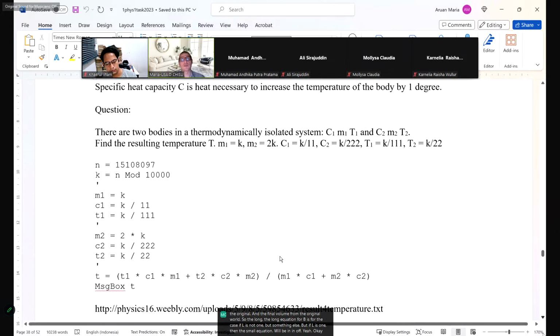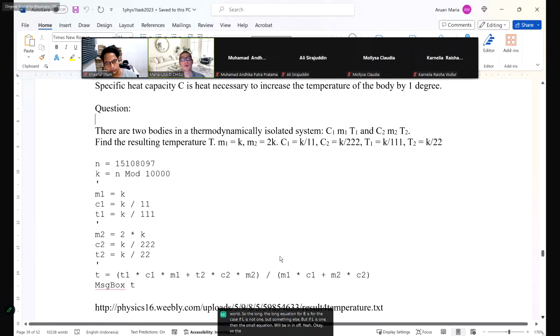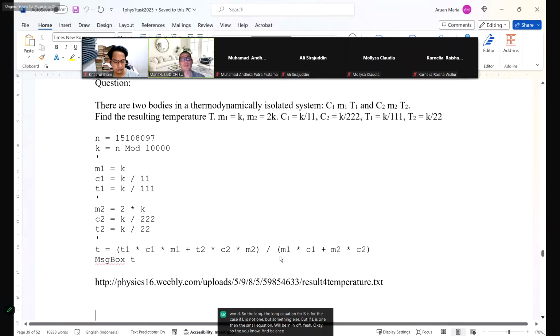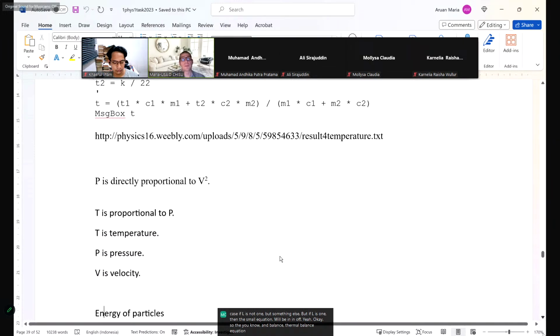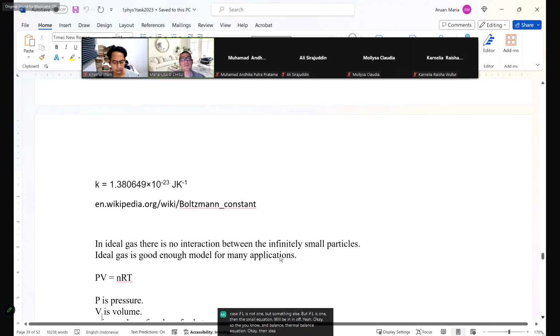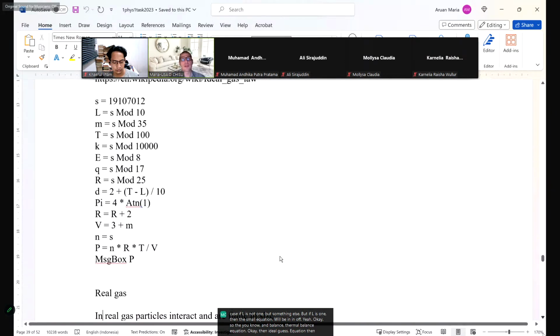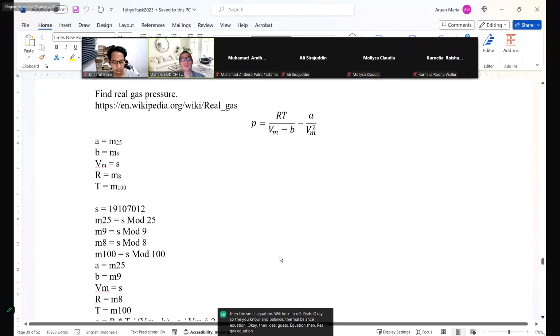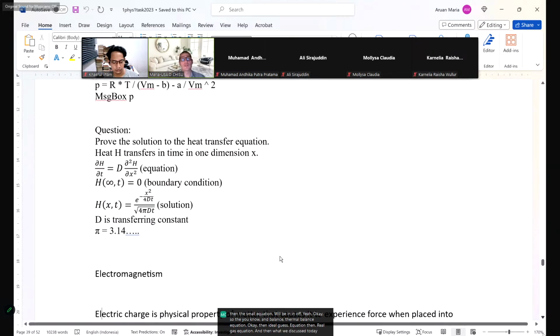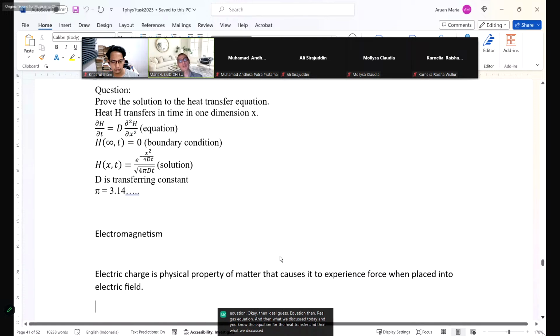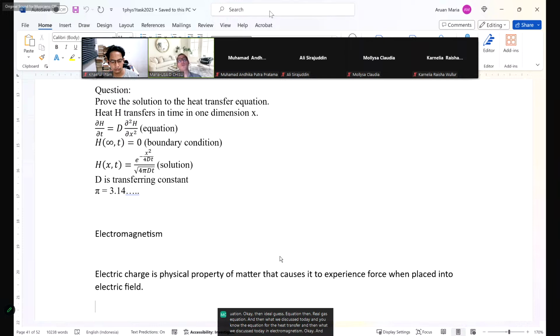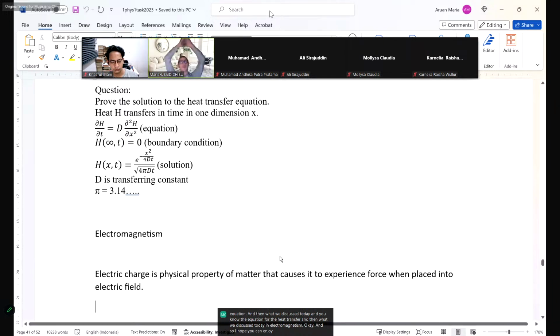Okay. So the thermal balance equation. Okay, then the ideal gas equation, then the real gas equation, and then what we discussed today, the equation for heat transfer, and what we discussed today in electromagnetism. Okay, so I hope you can enjoy answering the questions.